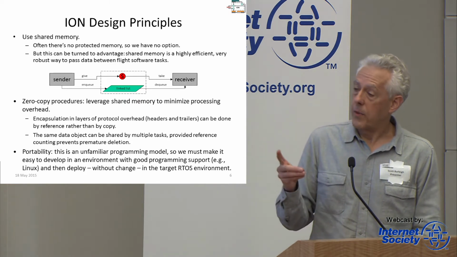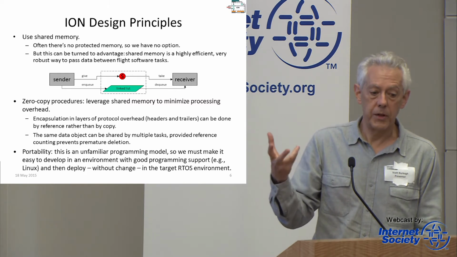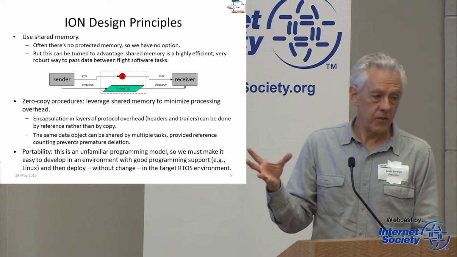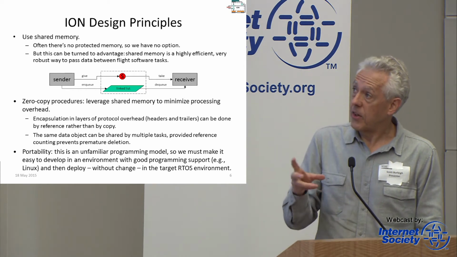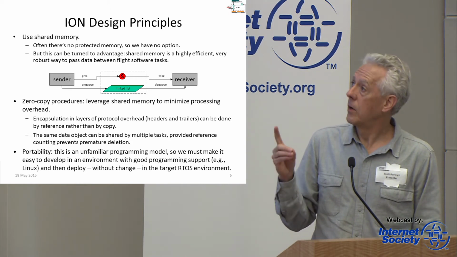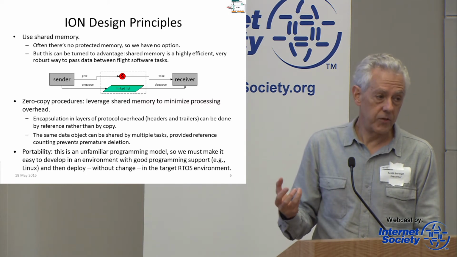So a typical structure in data movement in ION is that the data doesn't move. It goes into a linked list, which is residing in the object database. The sender just puts it onto the linked list and gives a semaphore. The receiver takes the semaphore and reads it from the linked list.